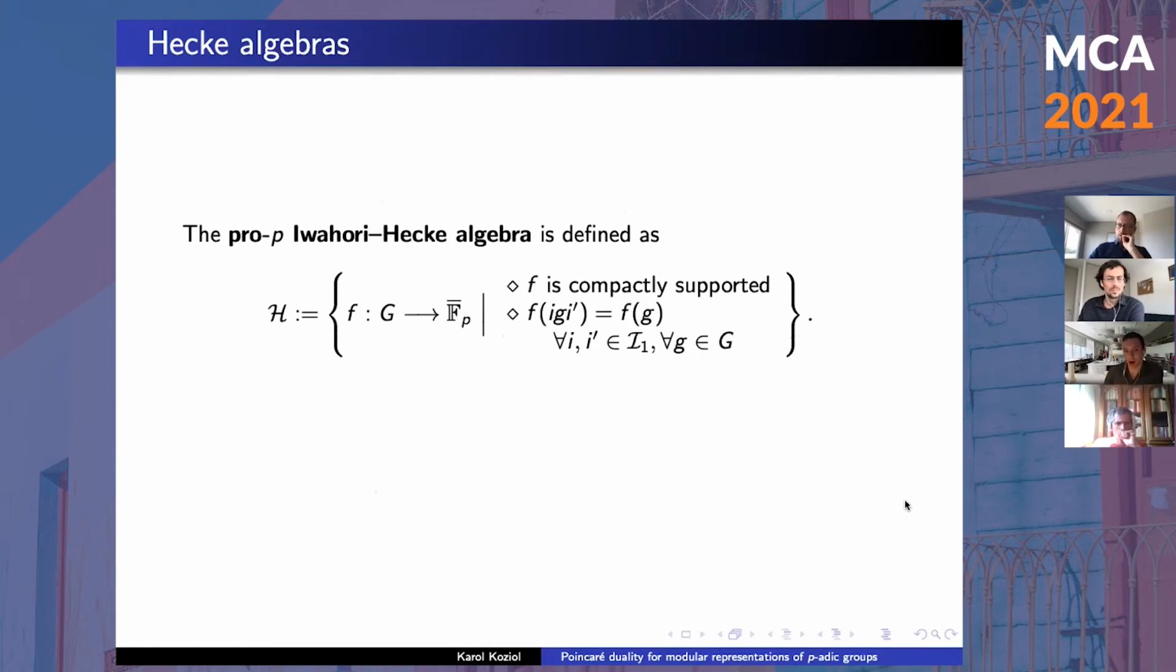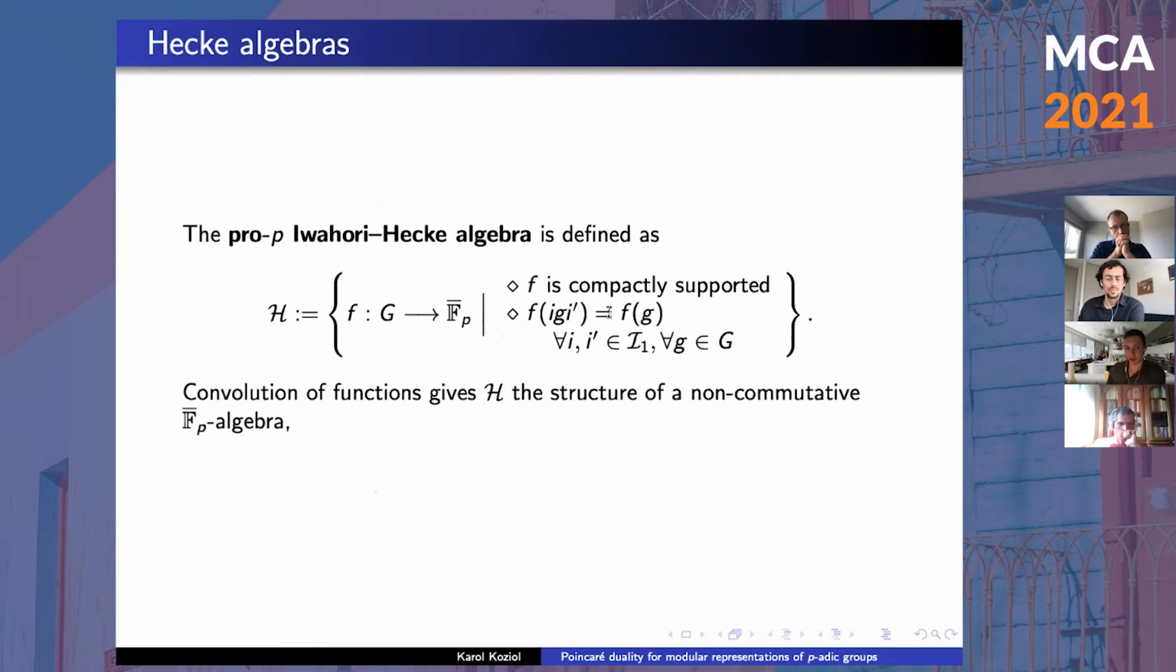It's the set of all compactly supported functions from G to F_p-bar that are invariant by this pro-p Iwahori subgroup on both sides. So again, it's just compactly supported I_1 bi-invariant functions. There is a convolution operation on functions, which gives this the structure of a non-commutative algebra. This is different from, say, the spherical Hecke algebra that you would see in the theory of modular forms. This is a non-commutative analog. Nevertheless, it still has a simple combinatorial description that makes it useful for doing calculations.